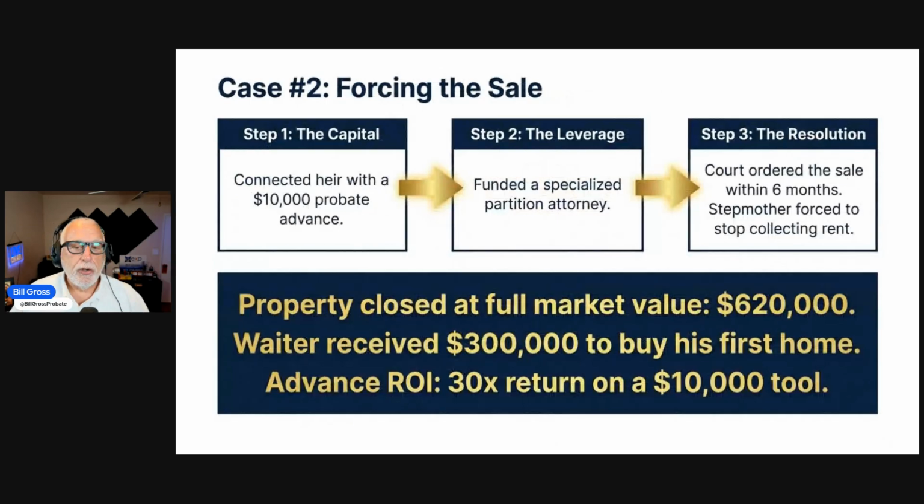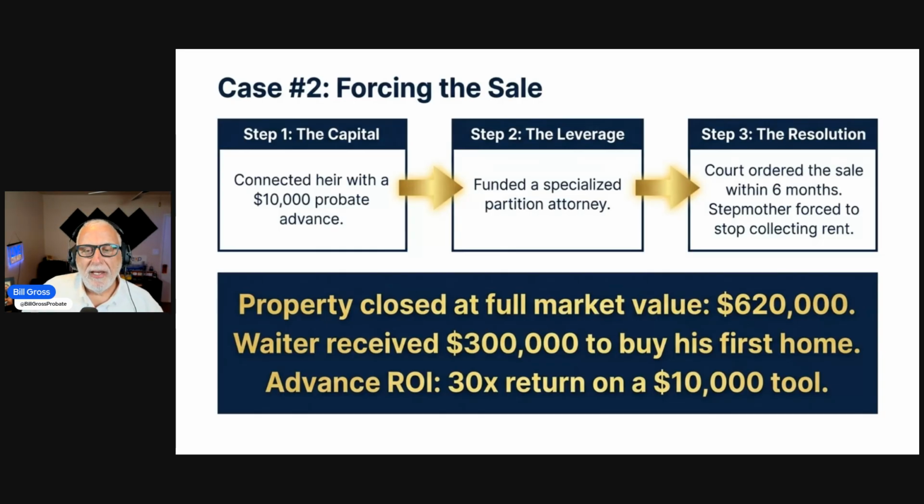So we connected him with a probate advance. It's about $10,000. We got an attorney who specializes in partition actions. Now, the process is always the same in my experience. Nine times out of ten, and when I talk to partition attorneys on my podcast, they agree, the attorney writes a letter saying you have the right to hold the property.